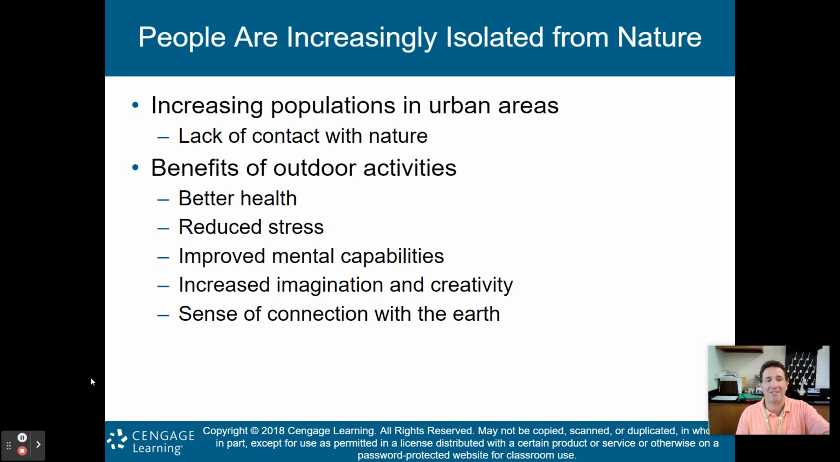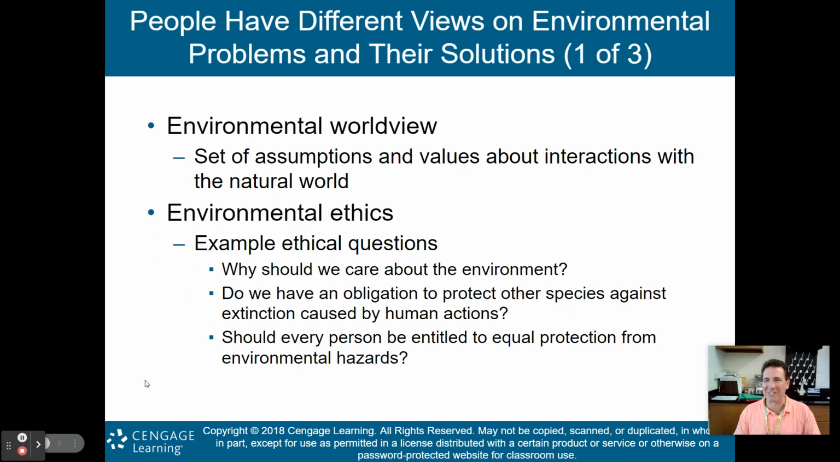So what are the benefits of these outdoor activities, right? Not only does it give us that sense of connection with Mother Earth, but it's better health. It reduces stress. It improves your mental capabilities. It increases imagination and creativity. So when your parents say, go outside, right? I'm sure you've heard that a lot. Maybe not so much now that you're seniors and juniors, but when you were younger, I'm sure. Again, there are benefits from actually being outdoors. So hopefully, as you go on in life here, you'll take that into account and maybe spend a little more time out in Mother Nature.